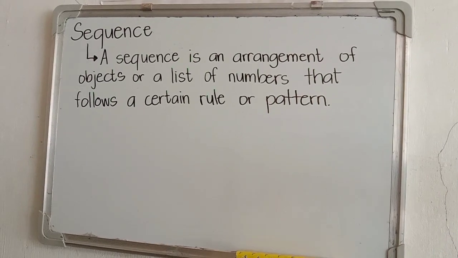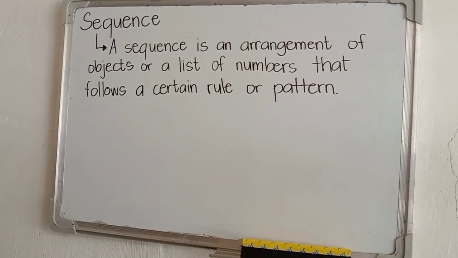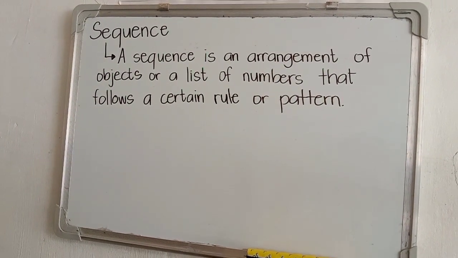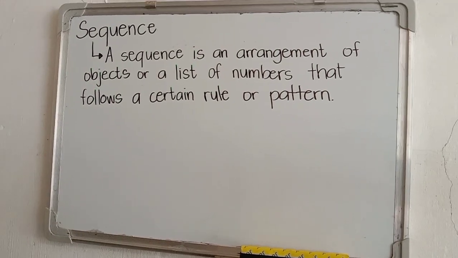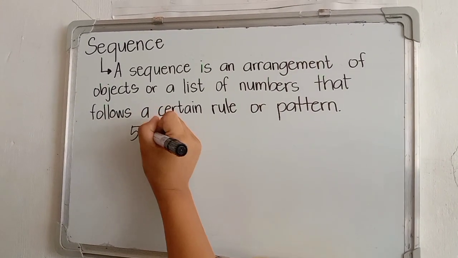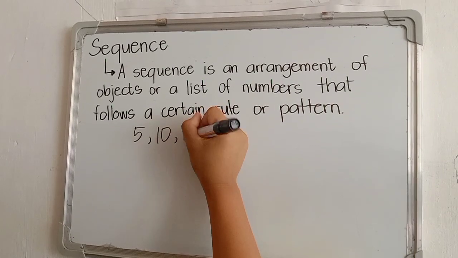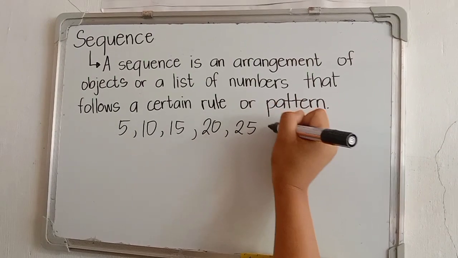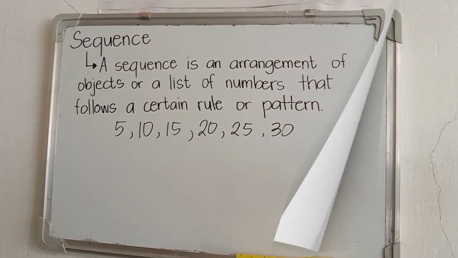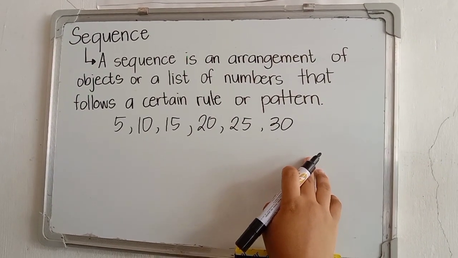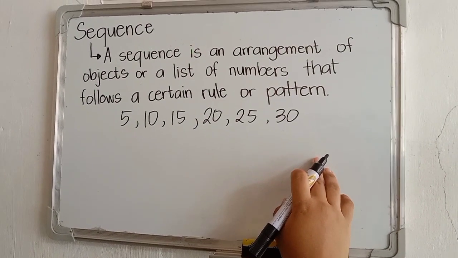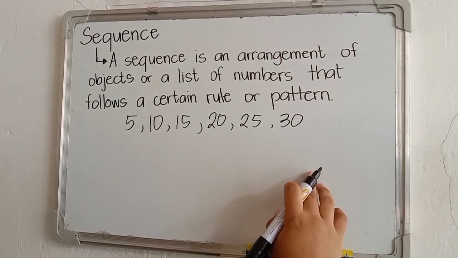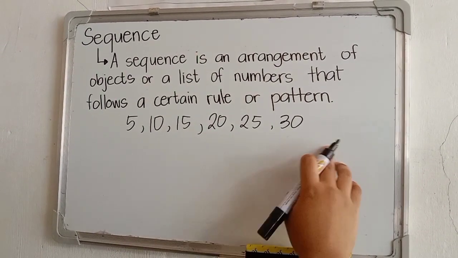A sequence is an arrangement of objects or a list of numbers that follows a certain rule or pattern. Now, let's have the following numbers: 5, 10, 15, 20, 25, and 30. This list of numbers is considered to be a sequence because it follows a certain rule or pattern. So what is the pattern of this sequence?